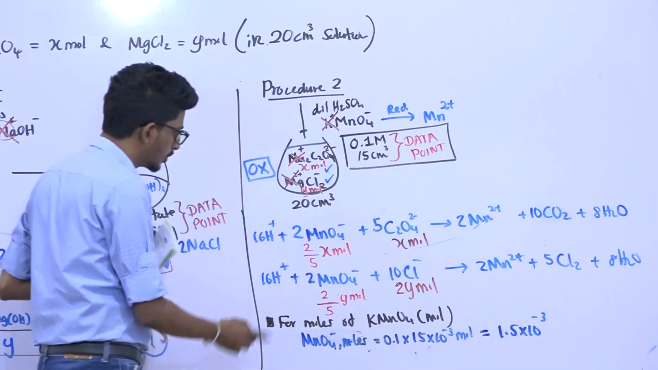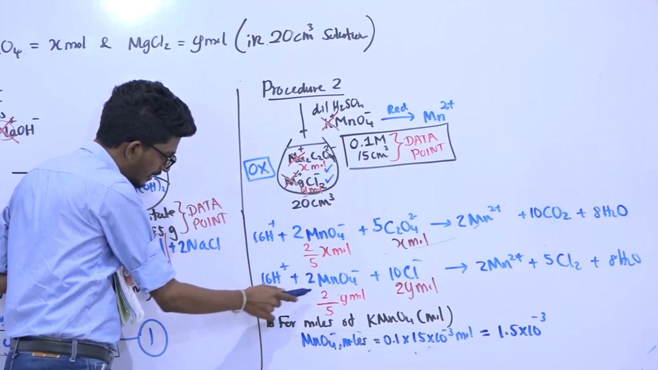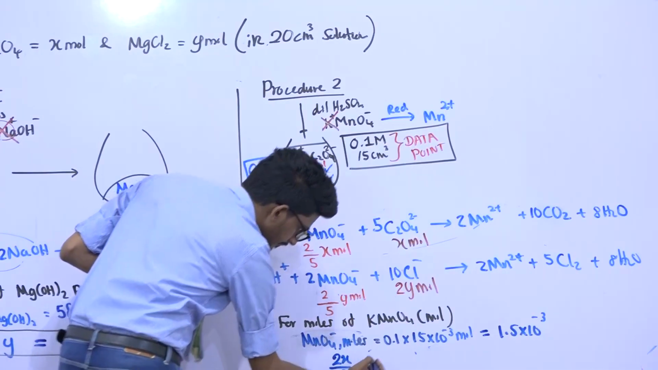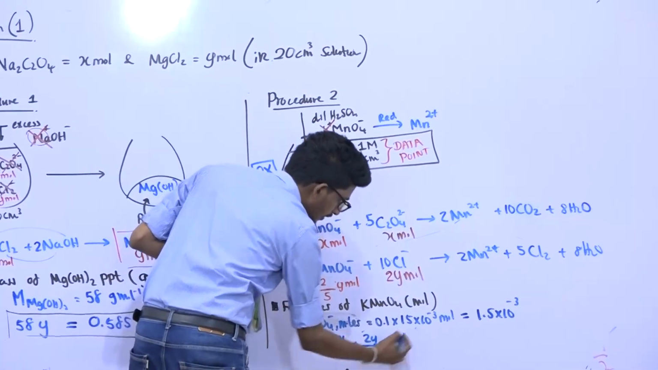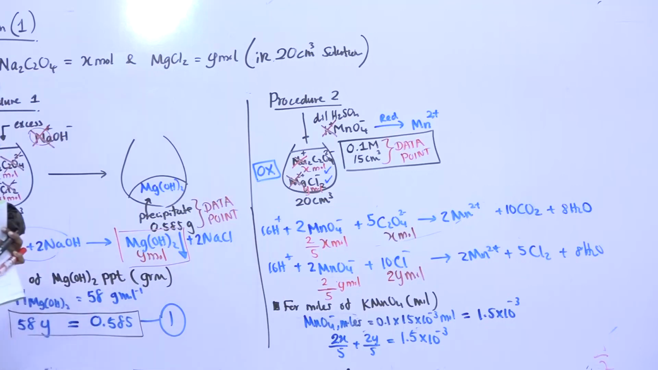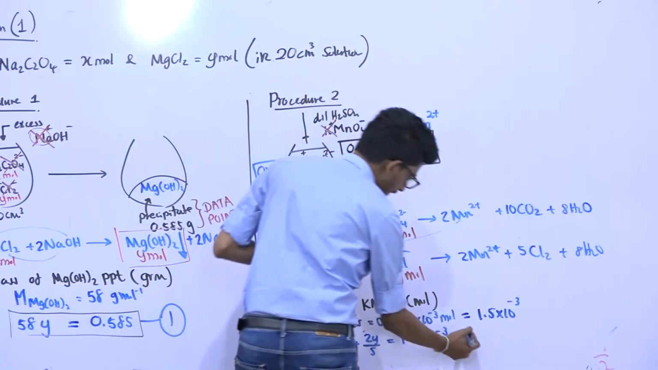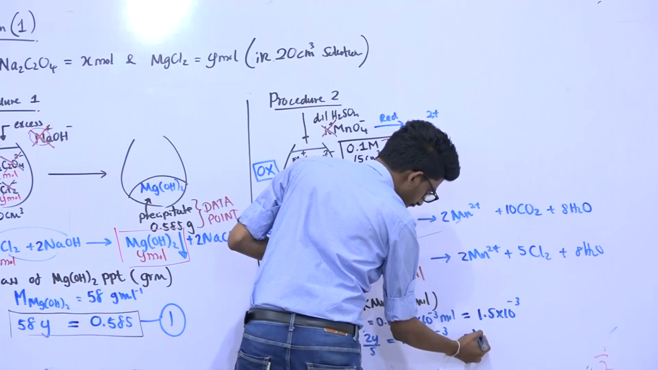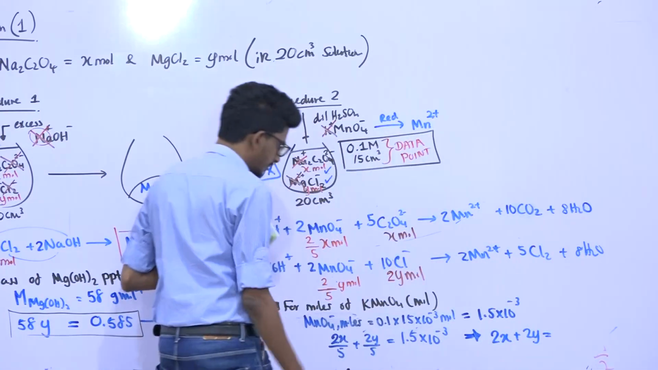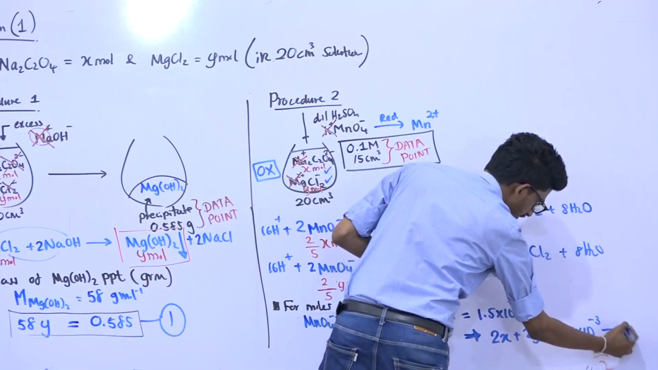This value is equal to the summation here: 2x over 5 plus 2y over 5 is equal to this value. You can simplify the stuff, so the second simultaneous equation is going to be 2x plus 2y is equal to 7.5 into 10 to the power minus 3. That is your second simultaneous equation.